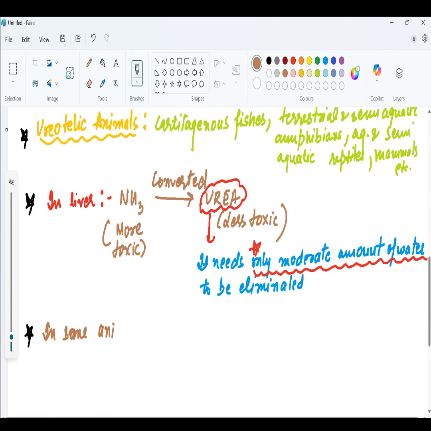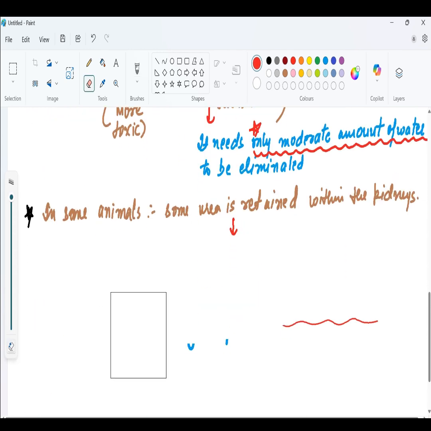So what happens here is that in some animals, some urea is retained within the kidneys of these animals. And why is it happening? So that we can maintain the desired osmolality.